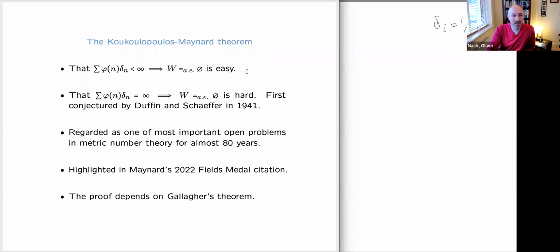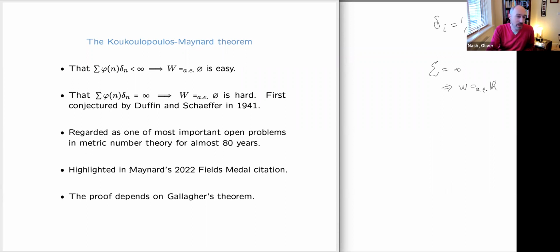Then the other thing it tells you is that if the sum diverges, this should say, of course, I have a typo here. This should say this is R. So we should have sigma equals infinity implies W is almost equal to R. This is super hard. This was conjectured before Gallagher even proved his theorem, conjectured in 1941. And according to the sources that I read, it was regarded as one of the most important open problems in metric number theory for about 80 years.